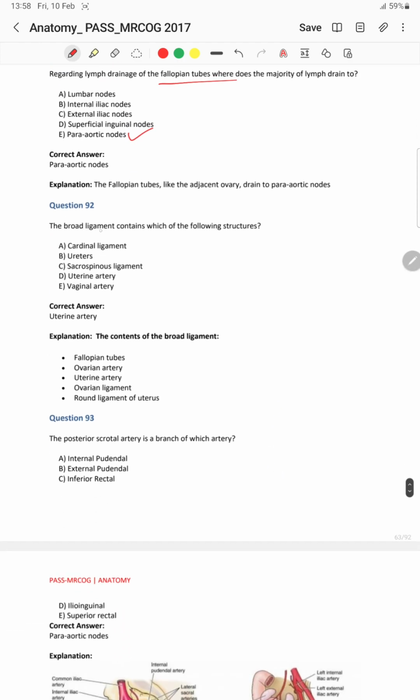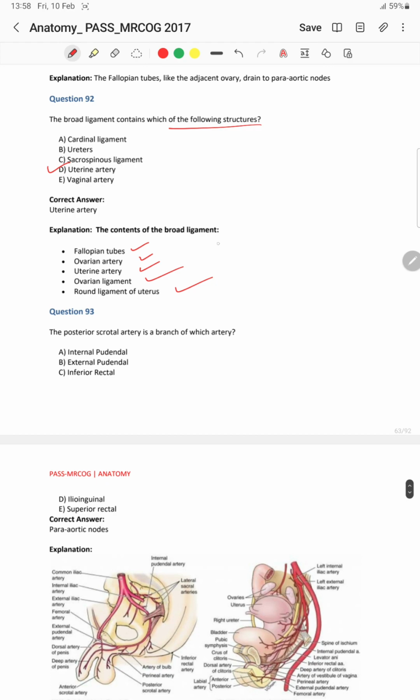And the next question: the broad ligament contains which of the following structures? Yes, the broad ligament does contain the uterine artery. We have discussed this MCQ previously. Along with the uterine artery, it has the fallopian tubes, the ovarian artery, the ovarian ligament, and the round ligament of the uterus. So the mnemonic is FOUR: it has the fallopian tubes, the ovarian artery and ovarian ligament, the uterine artery, and the round ligament.